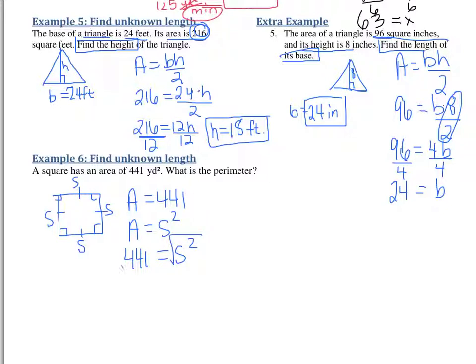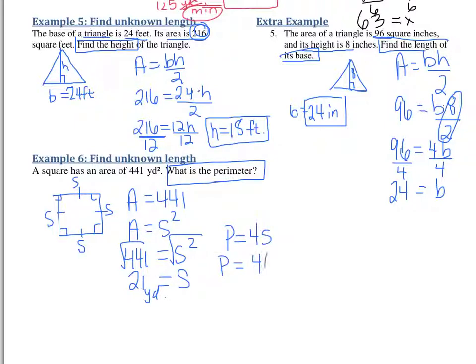And then I just take the square root of both sides. S equals the square root of 441, which is 21. So my side length is 21 yards. Now let's look back at the question. What is the perimeter? I found the side length, not the perimeter. I know the perimeter, though, is 4 times the side length because they're all the same. So my perimeter is 4 times 21. So my perimeter, 4 times 21, is 84, and my unit would be yards.